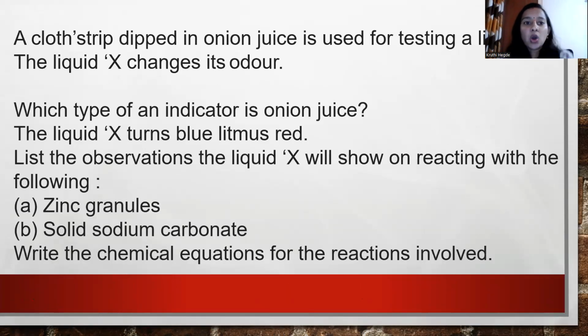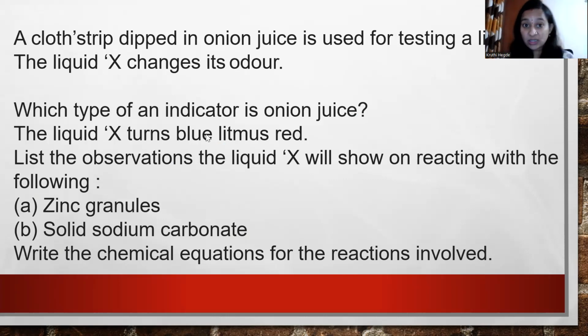Last one. A cloth strip dipped in onion juice is used for testing a liquid X. The liquid X changes its odour. Which type of indicator is onion juice?